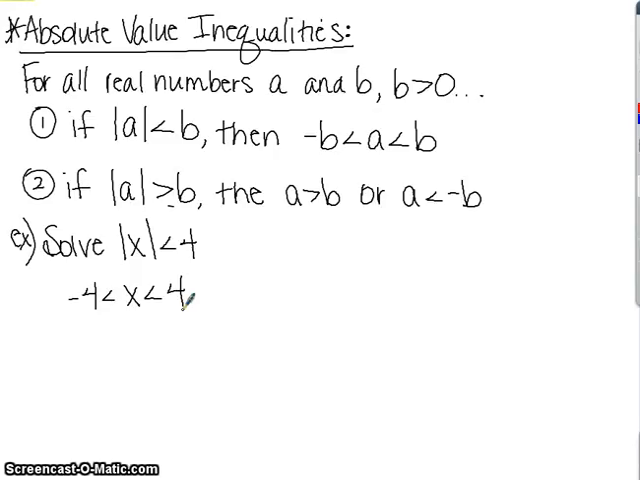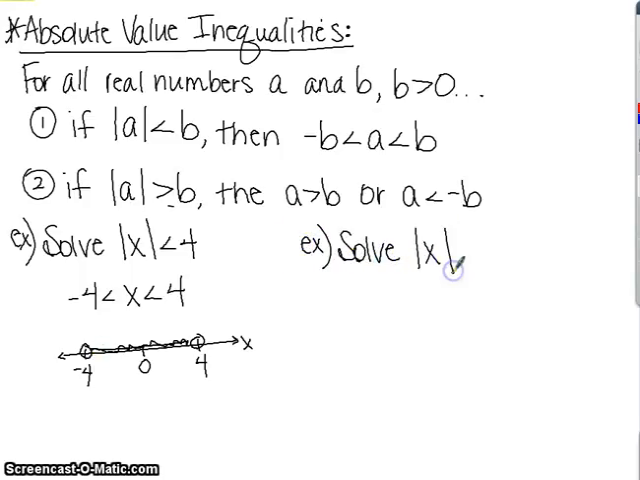In this case, there's really not any more solving that we need to do. We can certainly graph it on the number line, though. Representing x, got a 0, maybe 4 is there, maybe negative 4 is there. Because it's a strictly less than and a strictly greater than, I'm going to use open circles, and then it's going to be this area right in there.